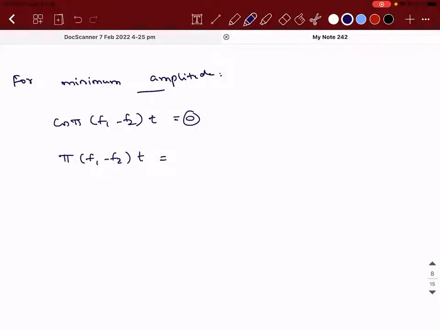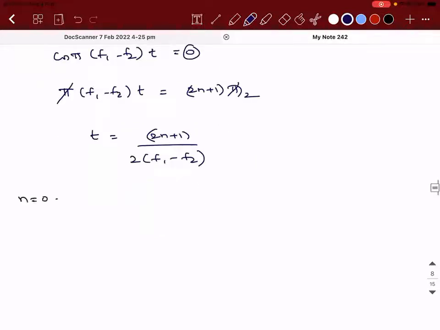1 pi by 2. And odd multiples of pi by 2, 2n plus 1 into pi by 2. So pi and pi will get cancelled. T will be equal to 2n plus 1 divided by 2 into f1 minus f2. Now, if you put n is equal to 0, you will get T is equal to 1 divided by 2 into f1 minus f2. Similarly, you put n is equal to 1, you will get T is equal to 3 divided by 2 into f1 minus f2. It keeps on going like this.